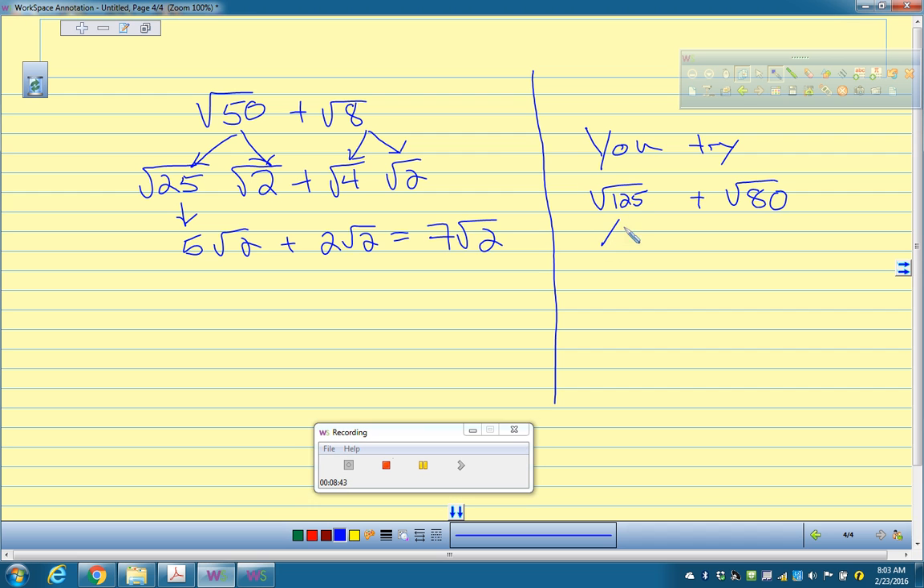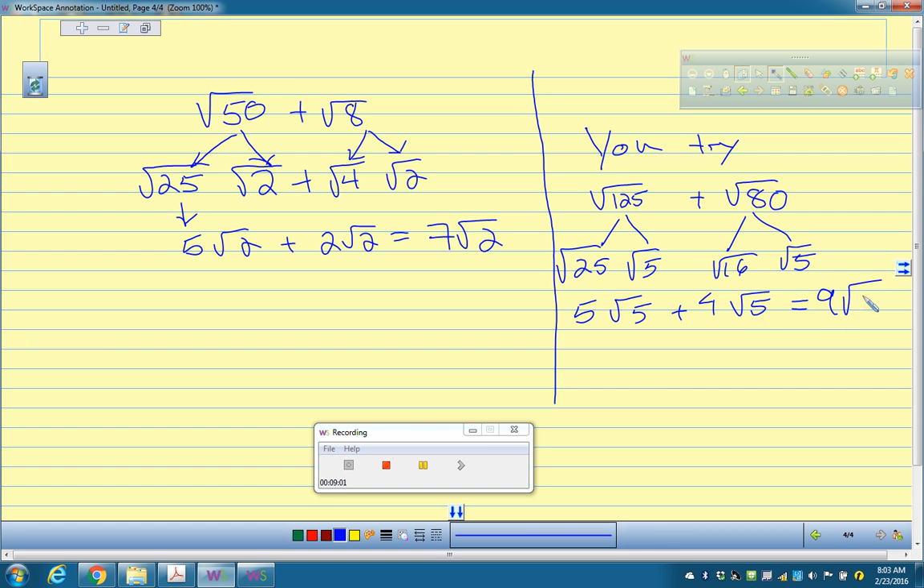So most of you got 25 times 5, right? I did give you a little hint, and I told you this is 16 times root of 5, and so that becomes 5 root of 5 plus 4 root of 5, which is equal to 9 root of 5.